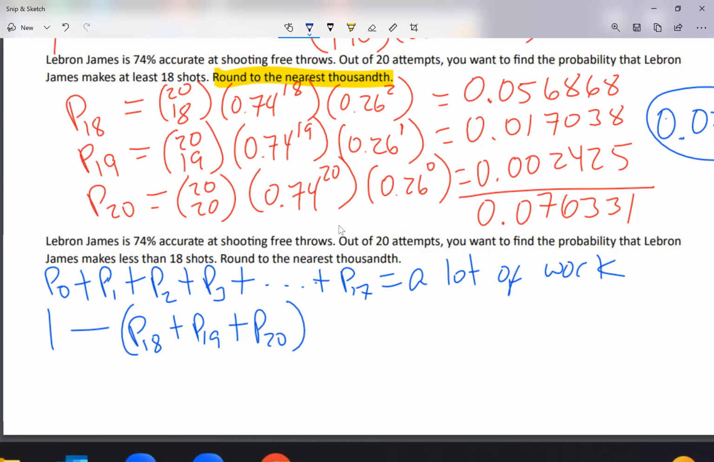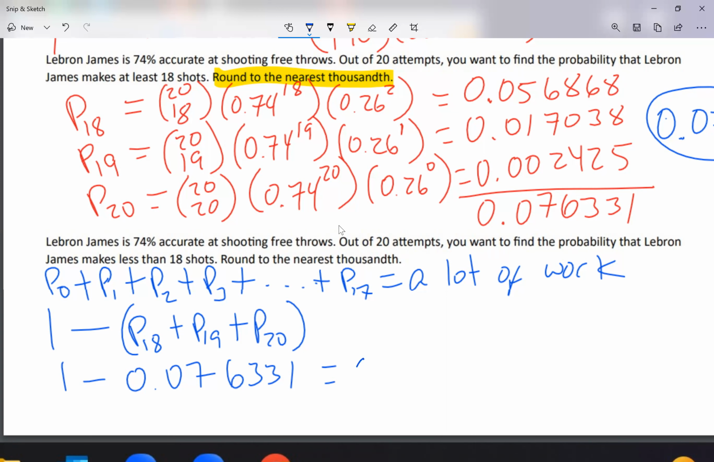The probability of 18, 19, 20, that one I know, right? That is 0.076331. So 1 minus that. Okay, that's not going to be bad. So 1 minus 0.076331. According to my calculator, I get 0.923669.